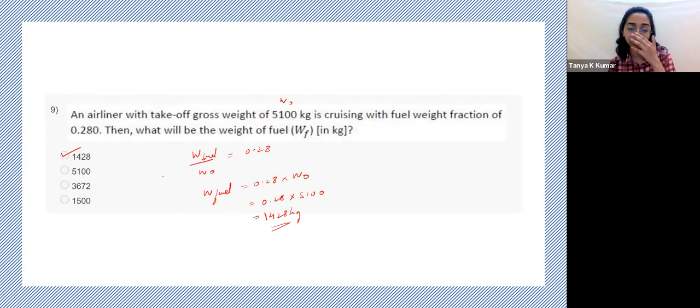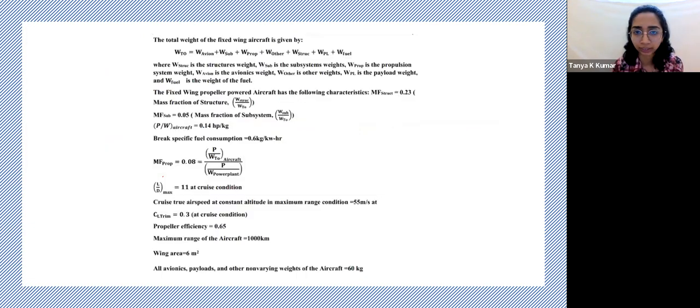So if there are no further questions, then we'll go to a few other questions that will help you solve the week 3 assignment. This is the data that is given to you for a few questions that will follow. The total weight of a fixed wing aircraft is given by, so VTO is weight at takeoff. It is the sum of all the weights of all the components: avionics, subsystems, propellant, the fuel, the power plant, other weight, structural weight, payload weight. The sum of all of them gives you the takeoff weight.